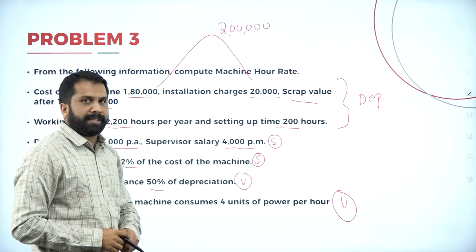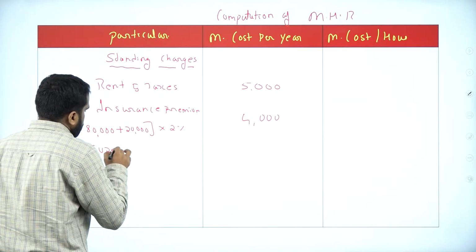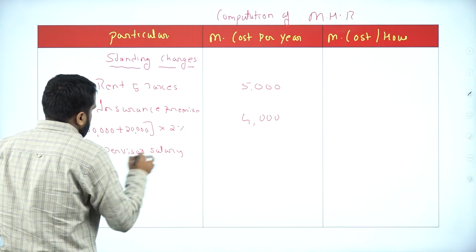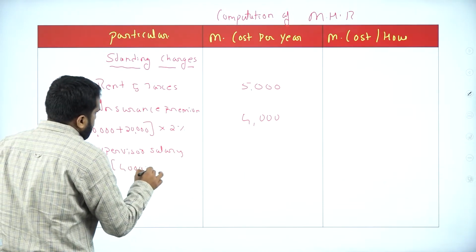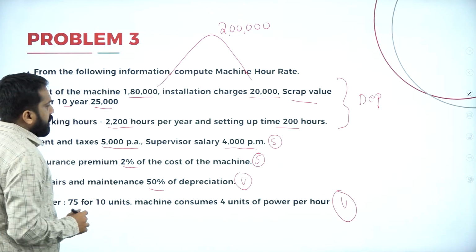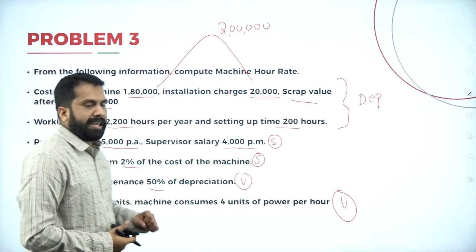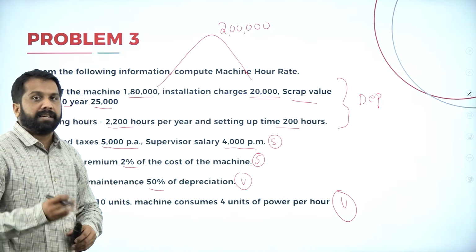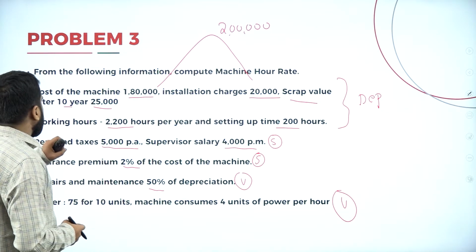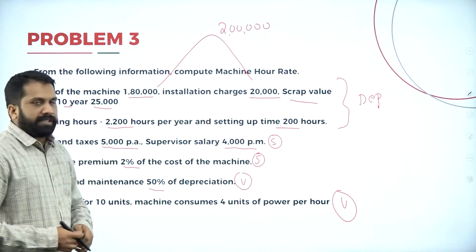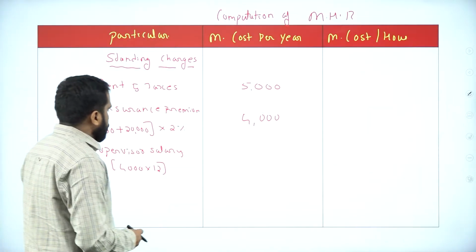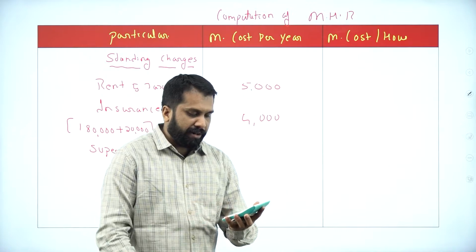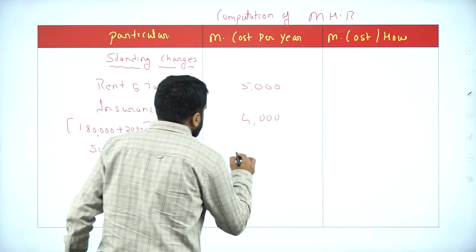Next, after this, we have one more: supervisor's salary 4,000 per month. So it is 4,000 multiplied by 12. Have they mentioned anywhere how much time the supervisor dedicated to the machine? Nothing is given. If nothing is given, the whole value we can consider as dedicated to the machine. So 4,000 into 12 will be 48,000.